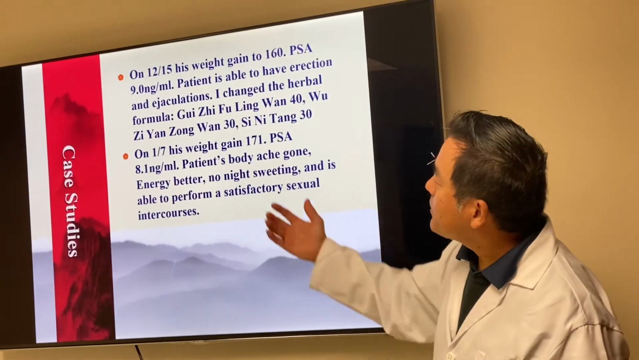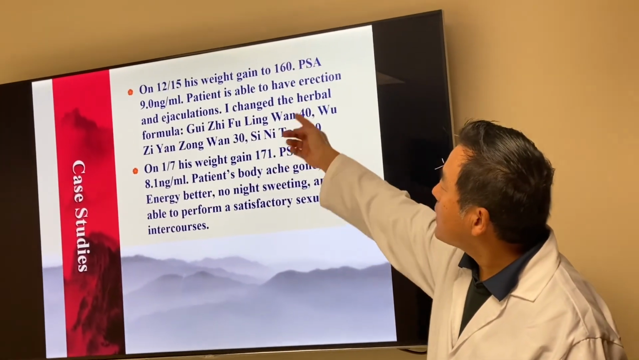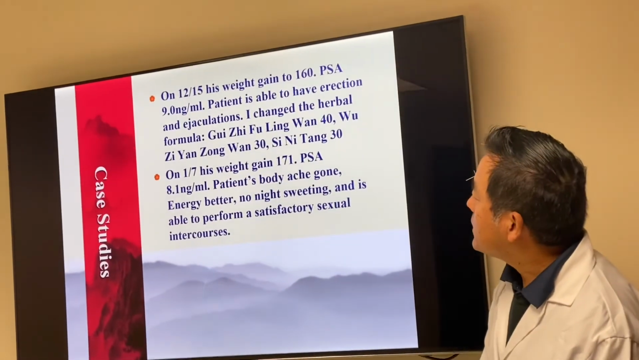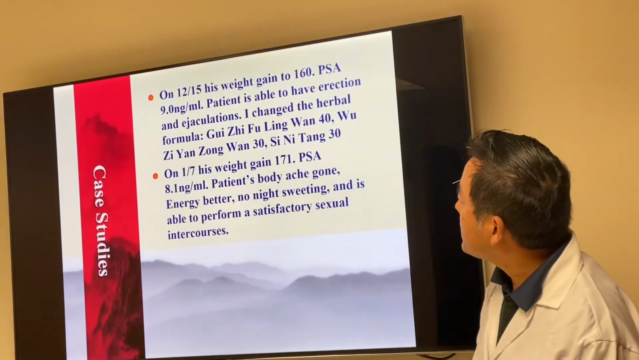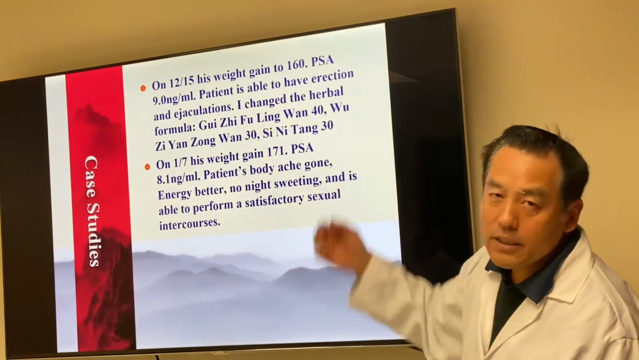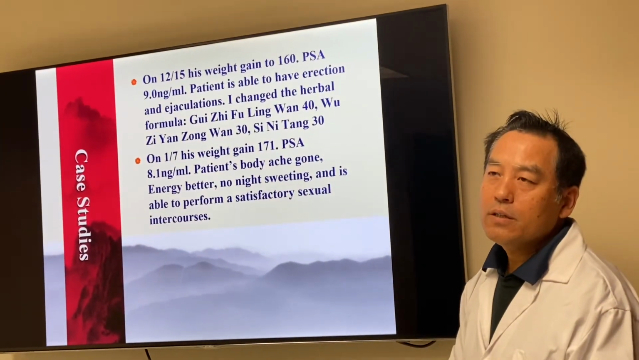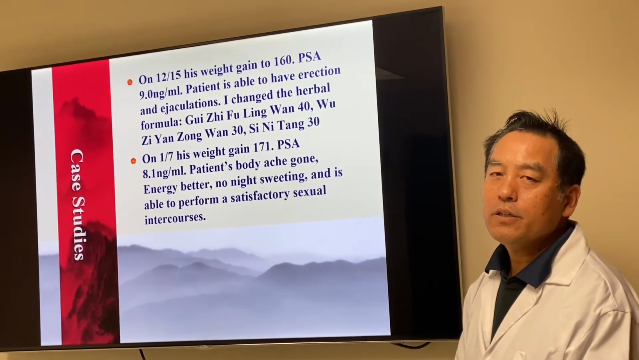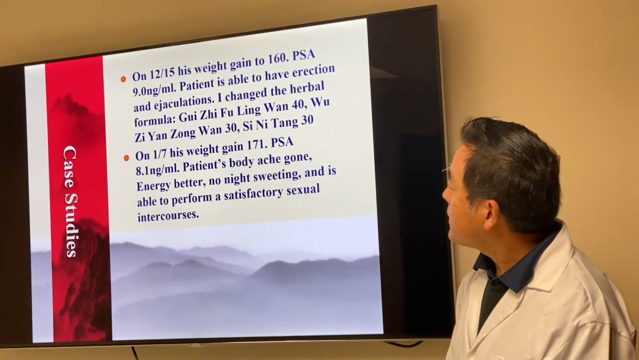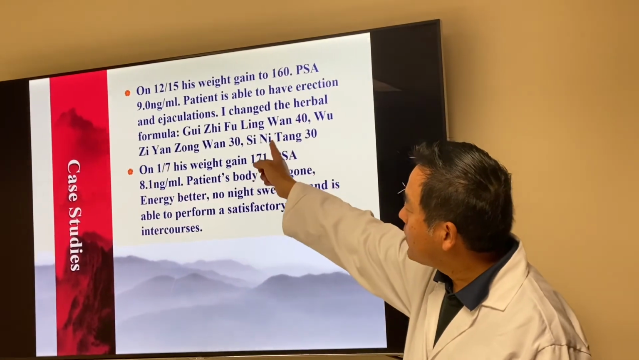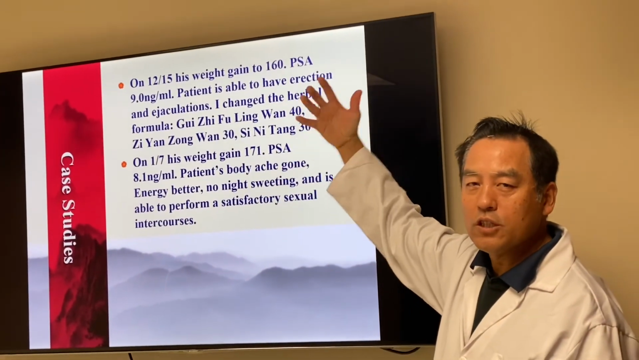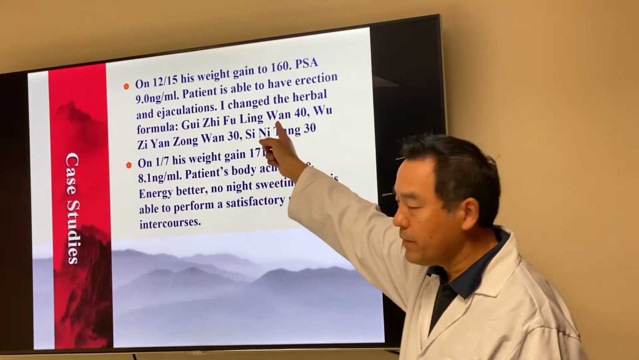And with my treatment, the weight came back, and the PSA on December 15th was lowered to 9 nanogram per milliliter. The patient is able to have erection and ejaculation, although it's not strong enough to have good sexual intercourse. I changed the formula to 桂枝茯苓丸 40. You see, I used to use 四逆汤 the most. Right now I use 桂枝茯苓丸 the most.